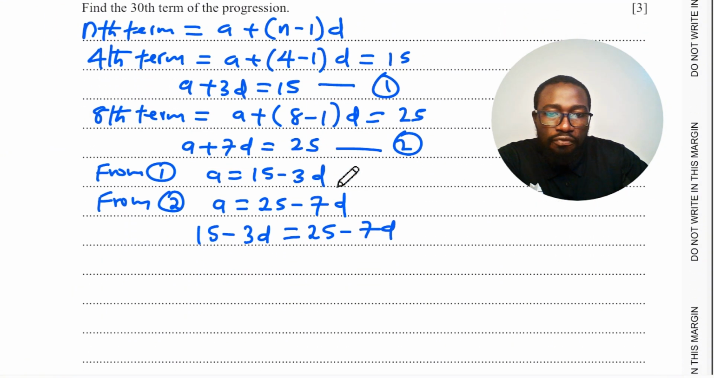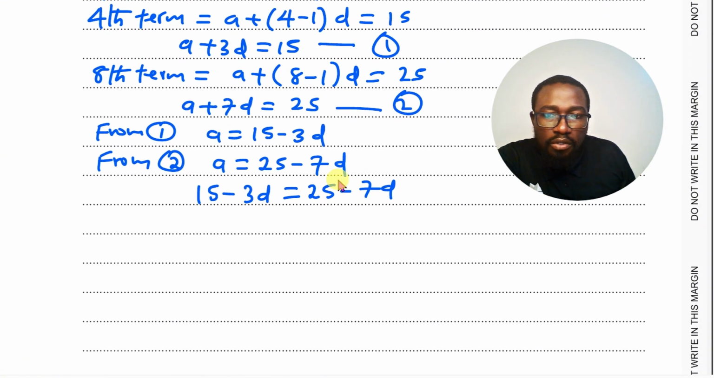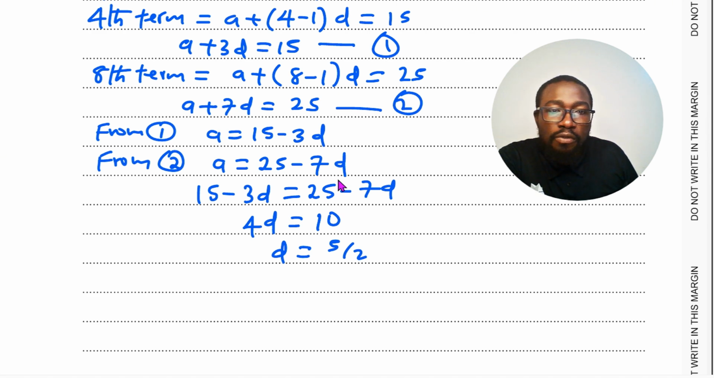So if we collect like terms in this case, we're going to have minus 3D plus 7D, that is 4D, is equal to 25 minus 15, which is 10. So it means D is equal to 10 over 4, which is 5 over 2. So we have the value of D. We can obtain the value of A using either of these two expressions.